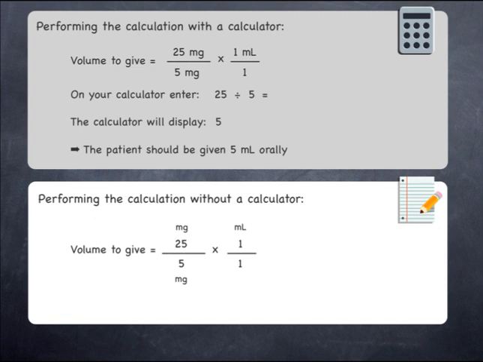To perform the calculation without a calculator, you can start by cancelling the units of milligrams on the top and bottom, which leaves a final unit of mils. Now try to cancel the numbers. 25 over 5 will cancel by dividing both numbers by 5, giving 5 over 1. Now multiply across. 5 times 1 gives 5, 1 times 1 gives 1. The answer is 5 mils. 5 mils should be administered orally.